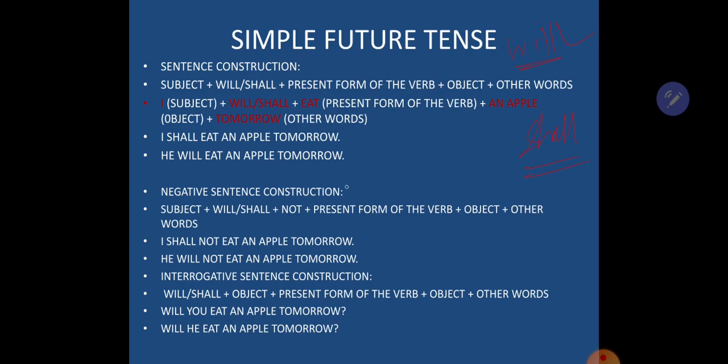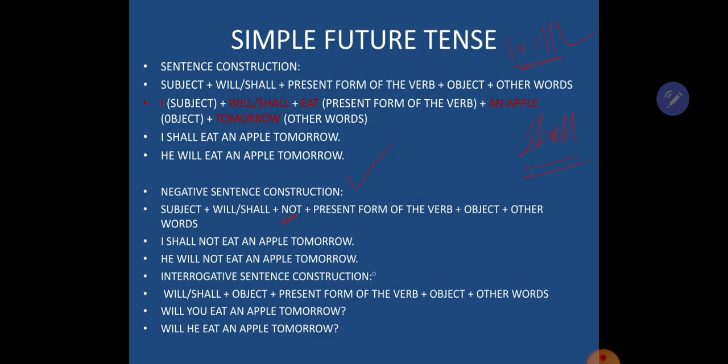Making negative construction in simple future tense is very easy. We add not in the sentence after will and shall, and it is converted to a negative sentence like subject plus will or shall plus not plus present form of the verb plus object and other words. So the sentence will be like, I shall not eat an apple tomorrow. He will not eat an apple tomorrow. I hope you understood this.